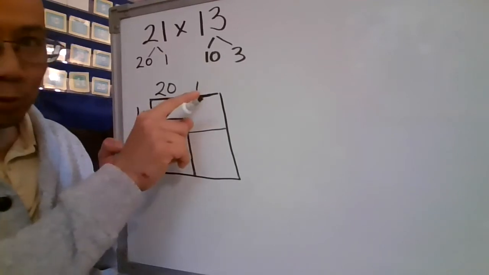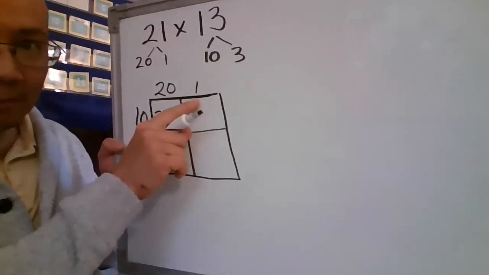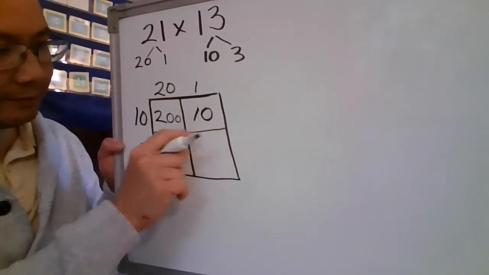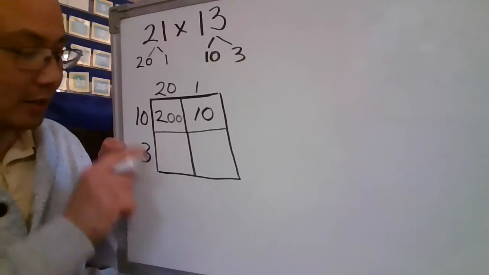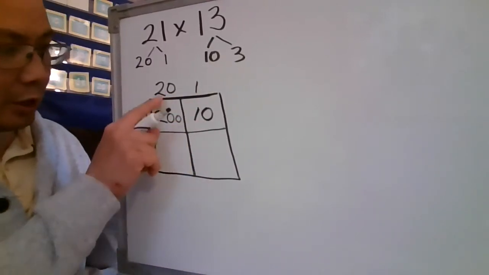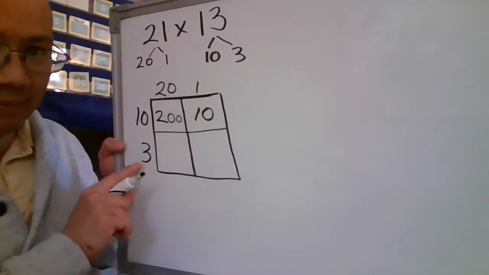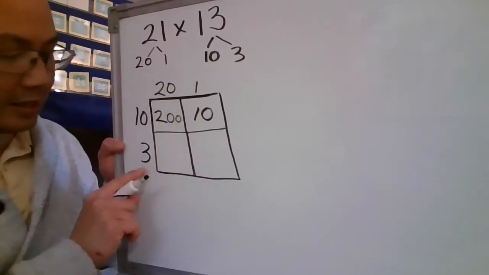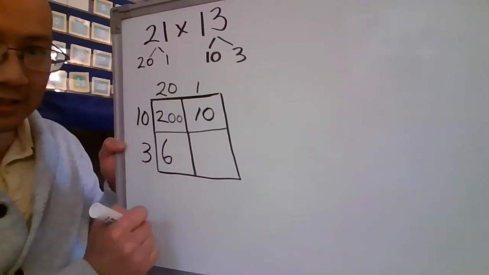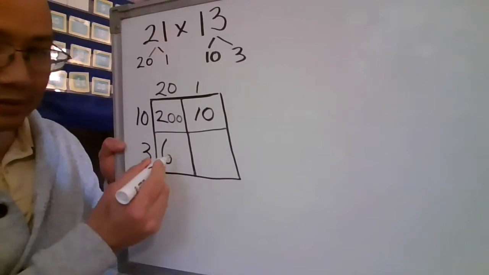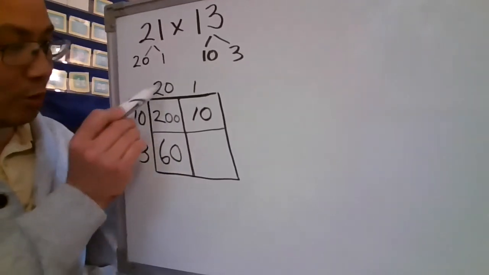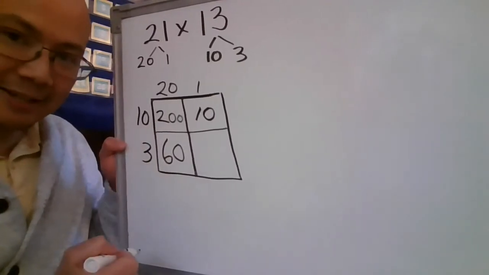10 times 1. Then I put 10. And you want to double check. 10 times 1 is 10. Now I want to move down. 20 times 3. Well, I know 2 times 3 is 6. And then how many zeros? 1. So 20 times 3 is 60.